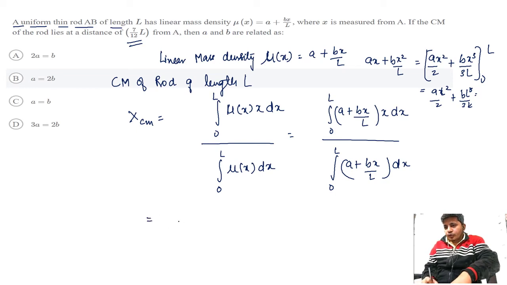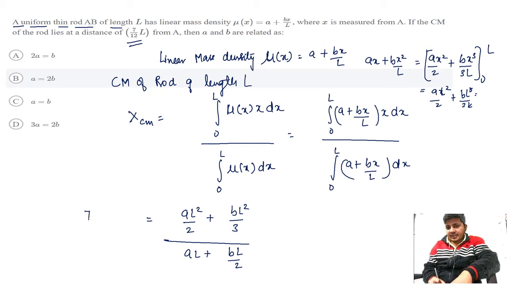So I am writing directly here. If we integrate both the numerator and denominator, it would be aL square by 2 plus bL square by 3, divided by, and here the simple integration, that is aL plus bL by 2. Is it okay with this integration? And xcm from the question is given as 7 by 12 L. So just by solving this equation, we would get the relation between A and B.